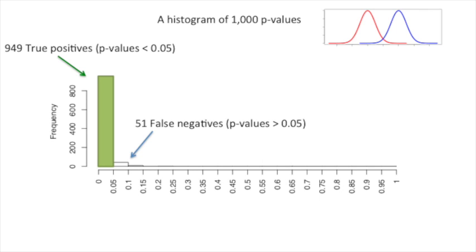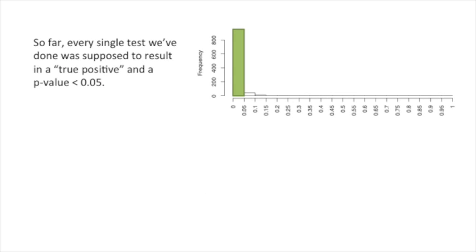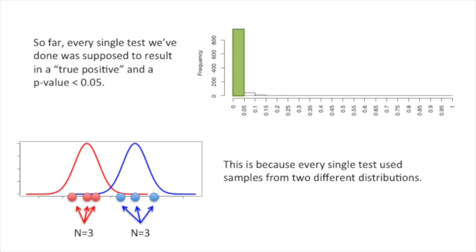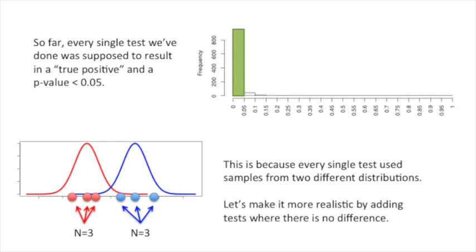However, we also predicted that sometimes the values would overlap and we get p-values larger than 0.05. This happened 51 times. So far, every single test we've done was supposed to result in a true positive and a p-value less than 0.05. This is because every single test used samples from 2 different distributions. Let's make it more realistic by adding tests where there is no difference.